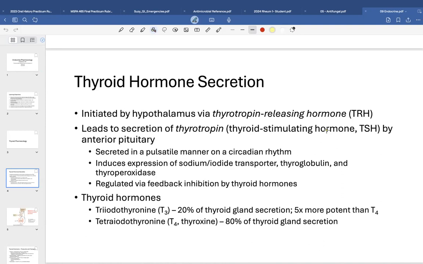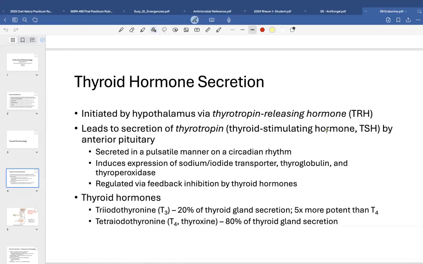What TSH does is induce the expression of a sodium iodide transporter. Iodide is an anion that is not stored in the body, and it's acquired through the diet. Talk a little bit about that.